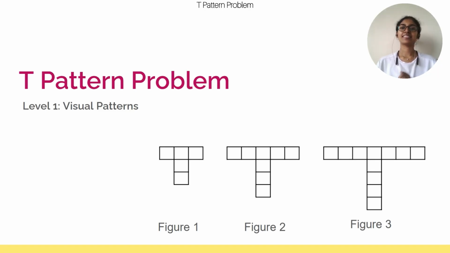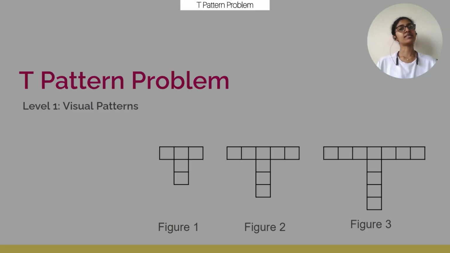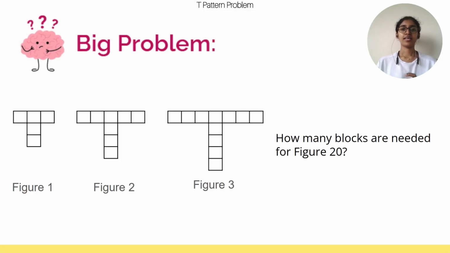As you can see, this is a visual pattern recognition problem for level 1 students. And now we are going to see what is the big problem that we have here. How many blocks are needed for figure 20? If this pattern keeps on increasing, what is the number of blocks that are actually needed for figure 20 is the big problem that we have.